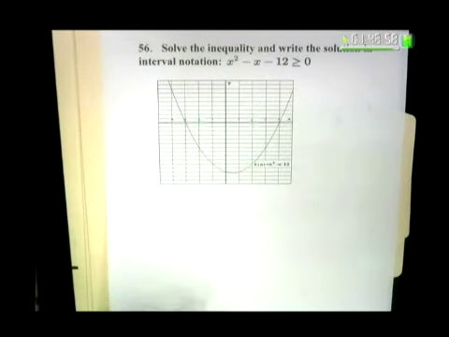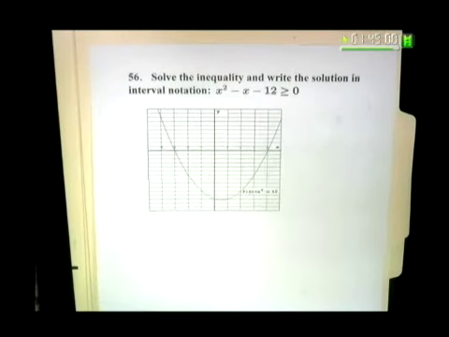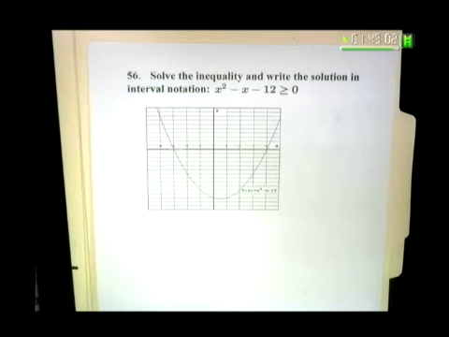Good? Now these questions where you're given the graph, these questions shouldn't take too long. Once you understand what they're asking, you just use the information from the graph. So in this case, I have a parabola, and I'm asking, where is x squared minus x minus 12 greater than or equal to 0?